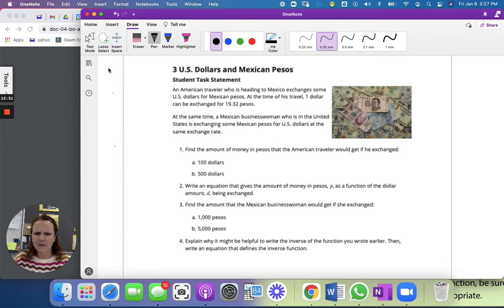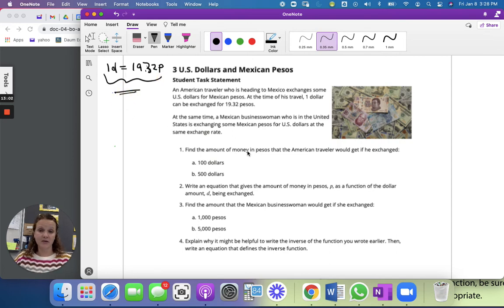Please. So, an American traveler heading to Mexico exchanges some US dollars for Mexican pesos. At the time of this travel, $1 equals 19.32 pesos. Let's just keep it at that. At the same time, a Mexican businesswoman who's in the United States is exchanging Mexican pesos for US dollars at the same exchange rate. Let's just do this right here, this is my exchange rate. Period. Do not move on.